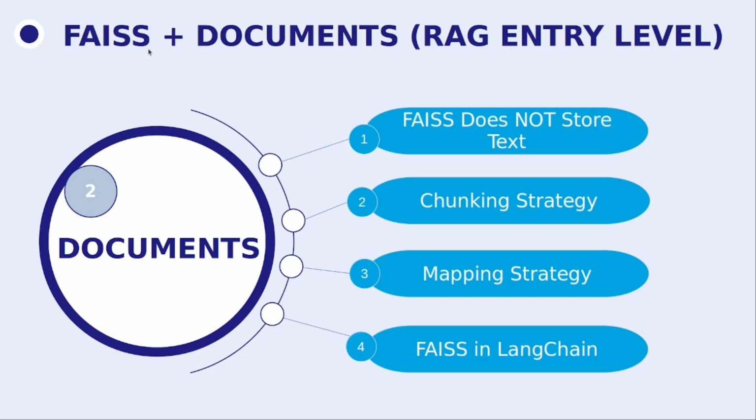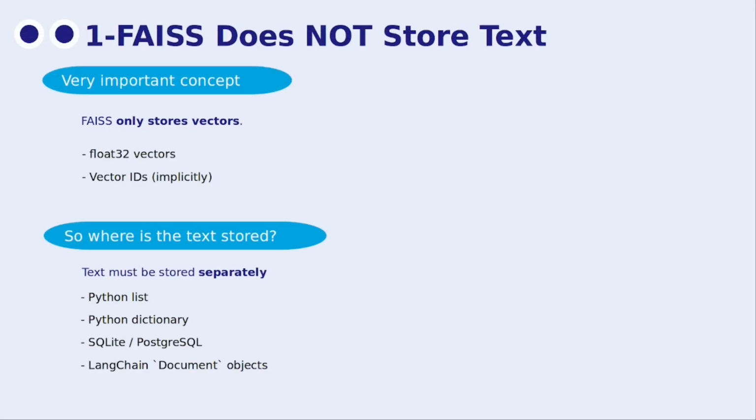Now we take a very important step. We start using FAISS the right way for RAG. That means we move from raw vectors to documents, metadata, and retrieval. You can think of this as turning FAISS into a semantic document search engine. This is the most important idea in this phase. FAISS only stores vectors, nothing more.